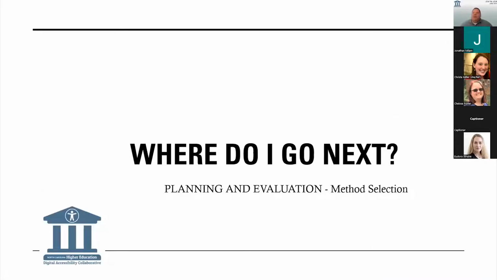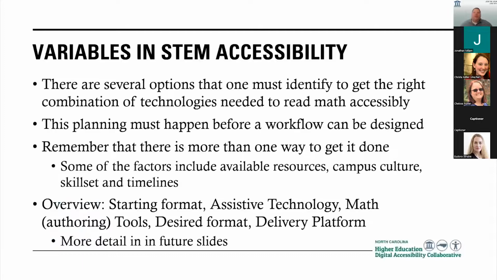People always ask, where do I go next? So I understand what you're saying, Brad. I want to do this. So where do I go? Well, the first thing to do is to think about the concept that there are a lot of variables in making STEM accessible. It's not just, here you go, this process and then that one. There are several options that one must think about when creating STEM content to be accessible. One of them is the technologies that are needed. Another thing is you want this planning to happen before the workflow happens.